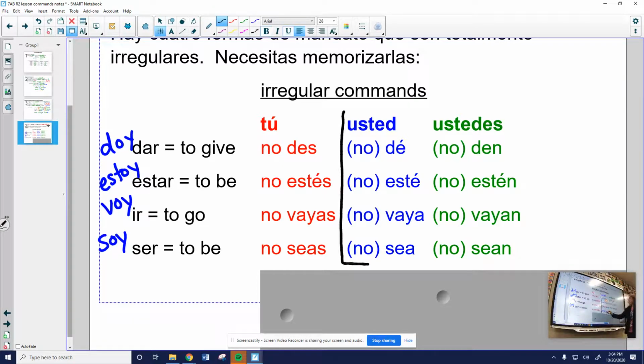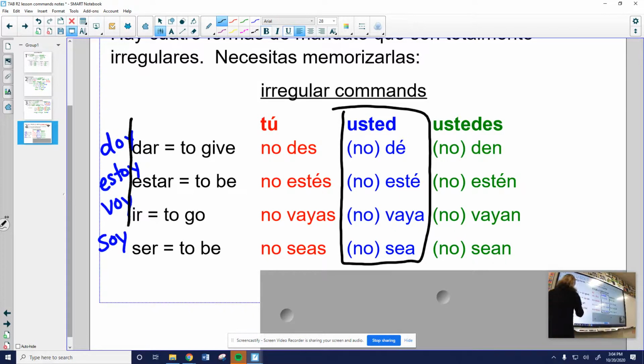If you can remember the usted command form for dar, estar, ir, ser: dé, esté, vaya, sea, then it's pretty easy to extrapolate the ustedes ending, because you just add an N, and pretty easy to extrapolate the tú ending for negative commands, because you just add an S, right? You might also want to write these infinitives on your paper. Dar, dé, estar, esté, ir, vaya, ser, sea.